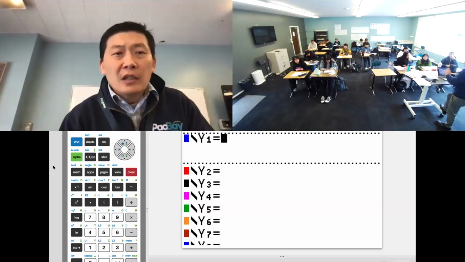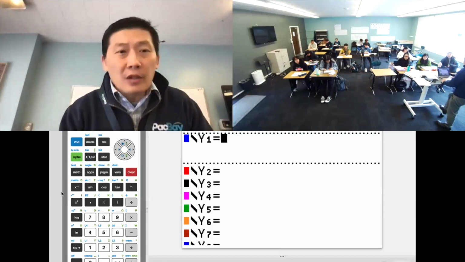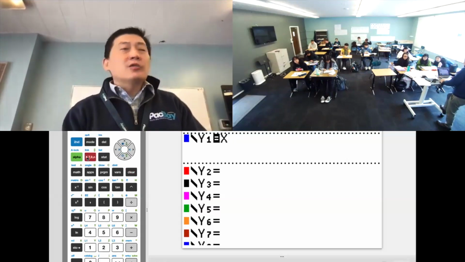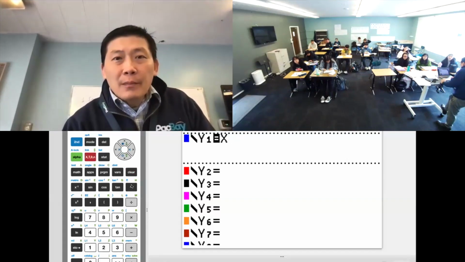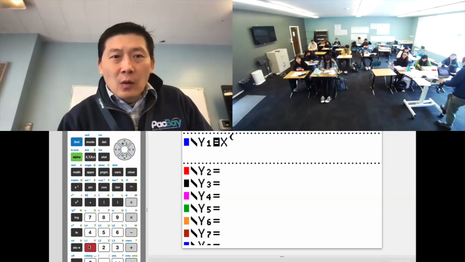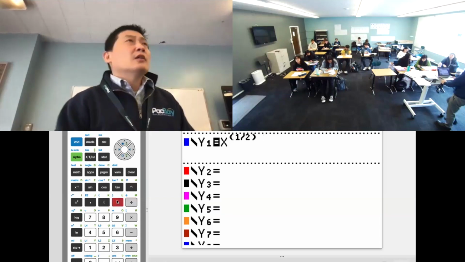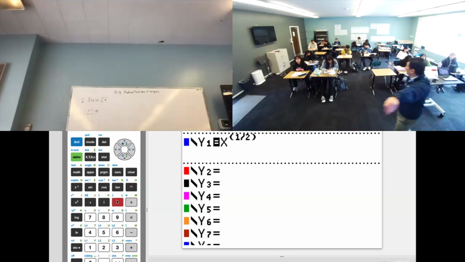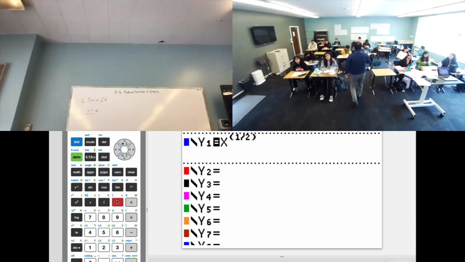I'll show you another way to do this where it's equivalent, right? So square root of x is x to the 1/2 power, right? So it is possible that you can also do this, x to the power, parenthesis, 1 divided by 2, parenthesis. If you put in this versus square root of x, you're going to get the same results.